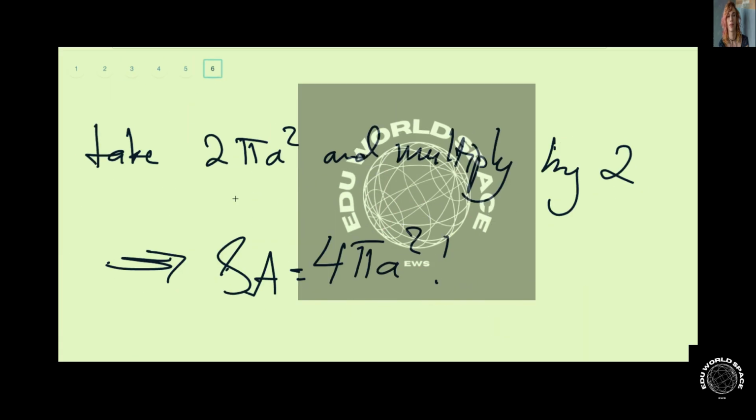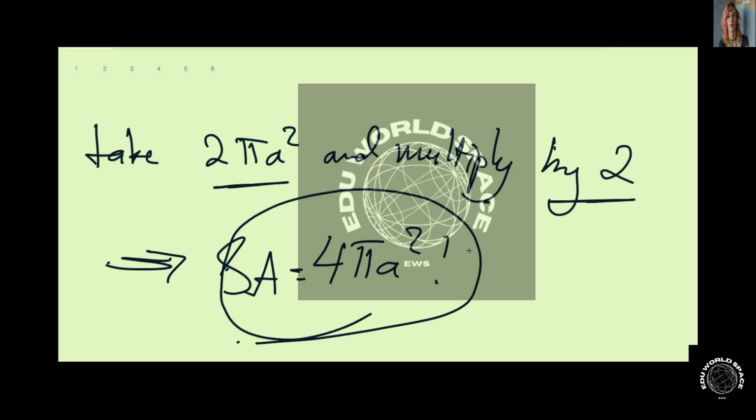Okay, so we just take our answer and we multiply it by 2 and we get exactly what we wanted, our surface area.